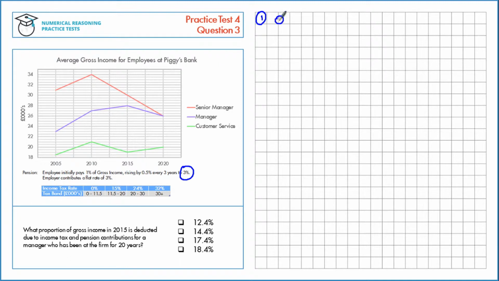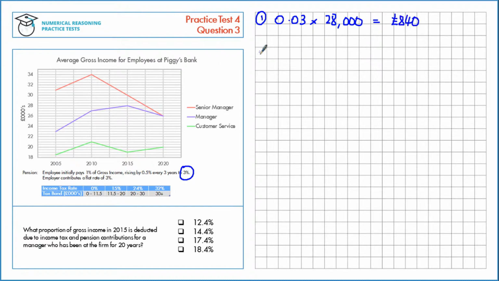So, 3% as a decimal is 0.03. Let's multiply that by their wage in 2015. So if they're a manager in 2015, they make 28,000. And that equals £840.